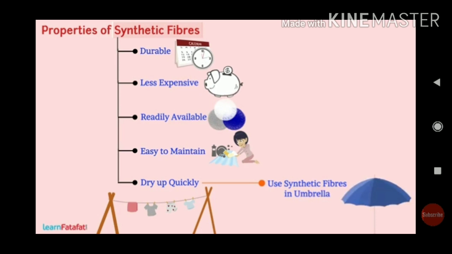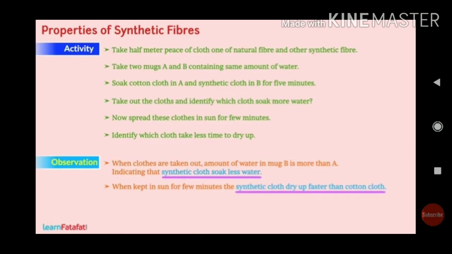Now, how do we identify whether a fabric is made of synthetic fibers, or varieties of synthetic fibers, or of natural fibers? If you want to identify it, you do this test or activity. Clear? Okay. Yes, we call it the burning test.